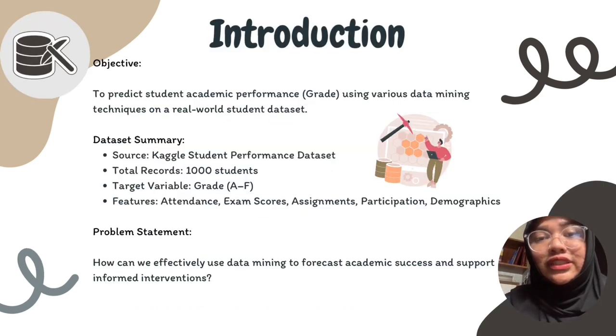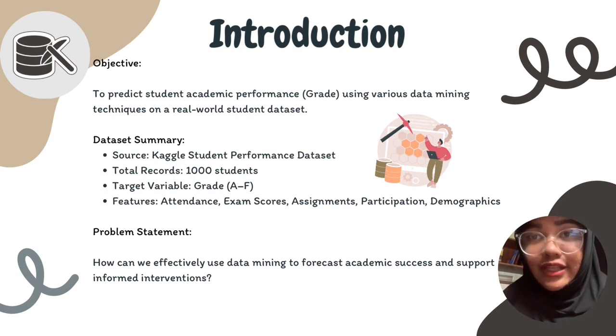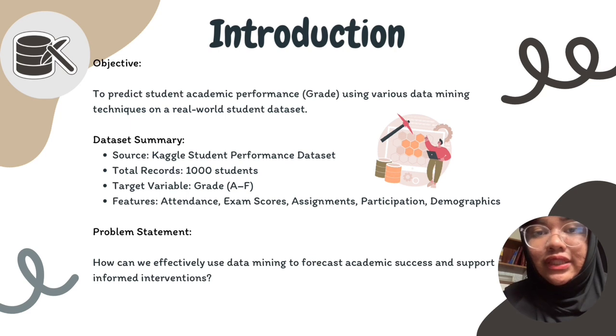So for the introduction to the case study, the main objective of this case study is to predict student academic performance based on several features like attendance, scores, demographics, and more. We are using a real-world dataset of 1,000 students from Kaggle. Our target variable is grade, which ranges from A to F. The big question we want to answer is how can data mining help educators forecast performance and make better decisions.